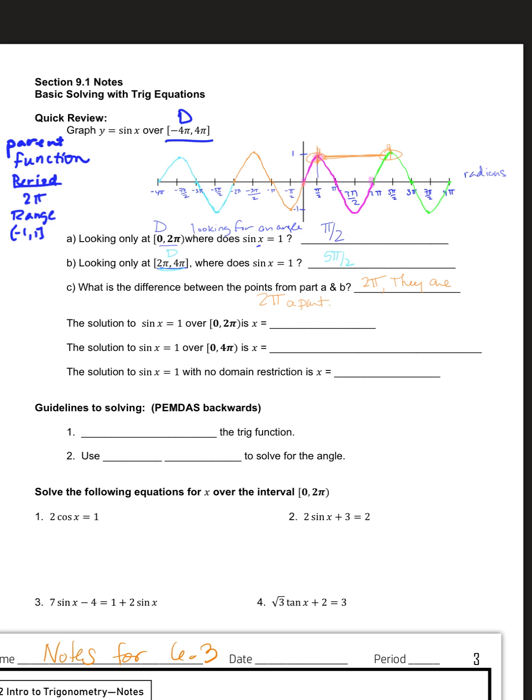Okay, so now the next one is the solution to sine x equals 1 over 0 to 2 pi. This is when x equals pi over 2. Then we want to know the solution to sine x equals 1 between 0 and 4 pi. That is going to be pi over 2, and what we had up there was 5 pi over 2. Both of those are going to be the answer.